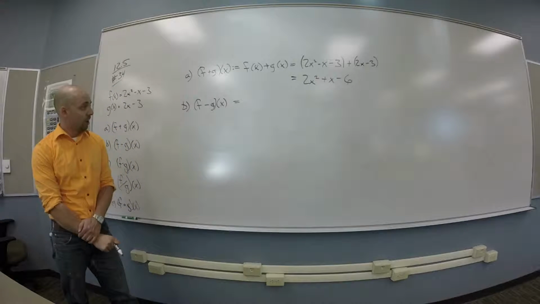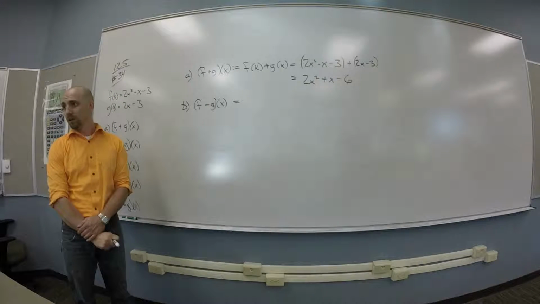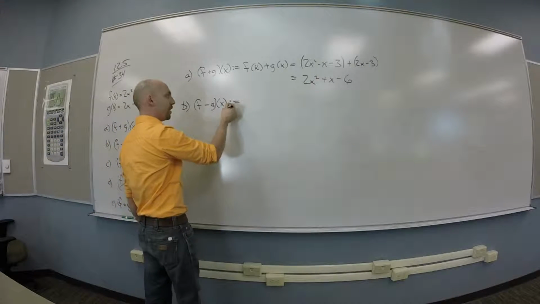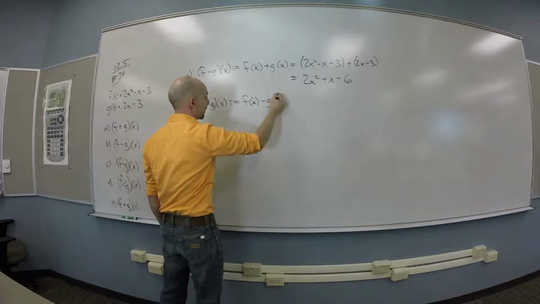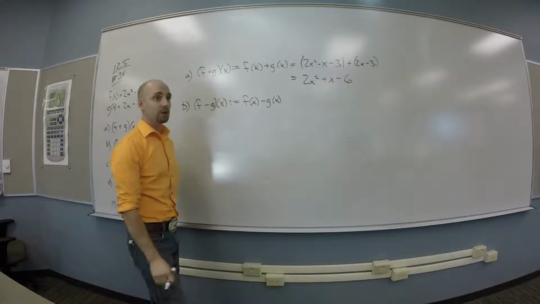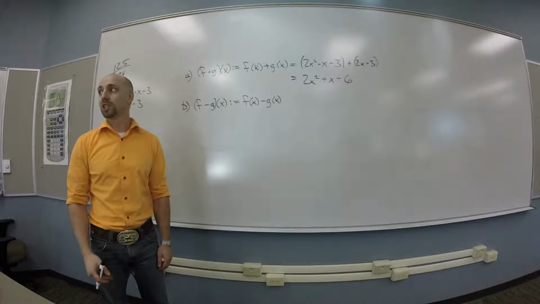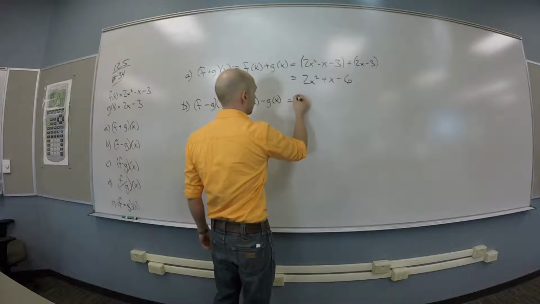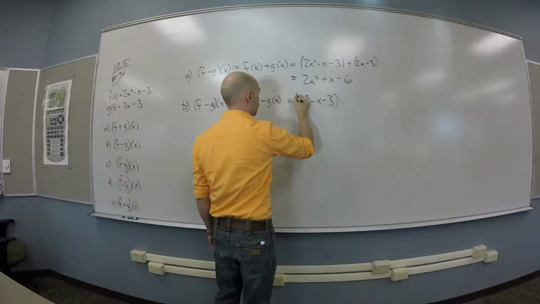All right, so I want to do f minus g of x. What should that be? f of x minus g of x? Yeah, really, the thing we mean by this symbol is f of x minus g of x. Okay, and this is the part where you can screw stuff up. So what's f of x? 2x squared minus x minus 3. Okay, that part should be chill, right?